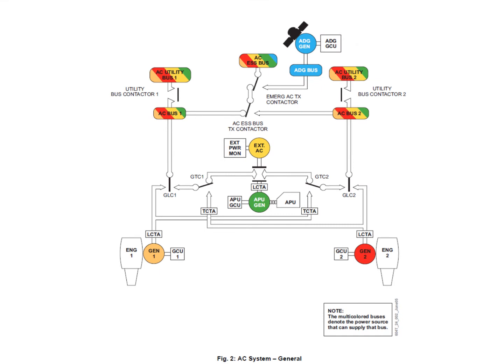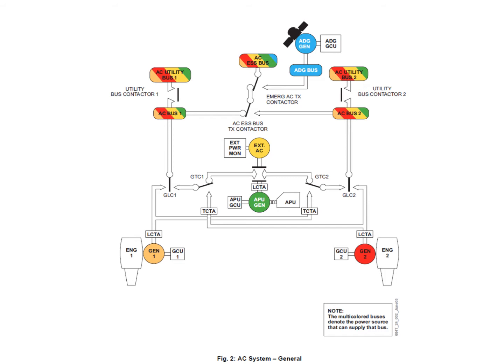So here we can see our AC bus network system. We've got the two main AC buses, the AC essential bus, the two utility buses, and the ADG bus. And our sources of power are generators 1 and 2, the APU generator, the external power, and the ADG generator. And all those buses are connected by various contactors.